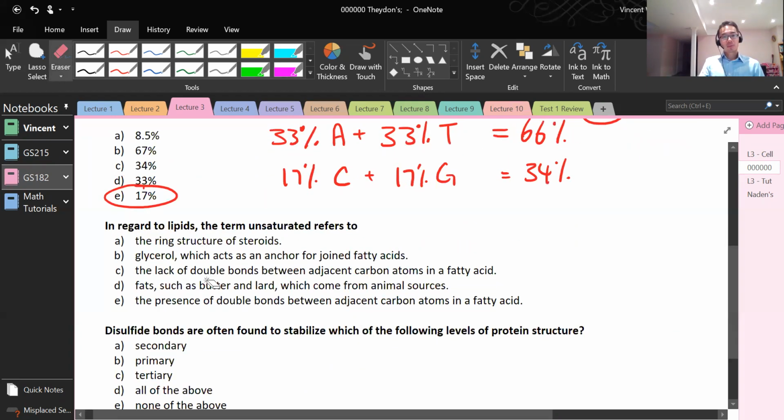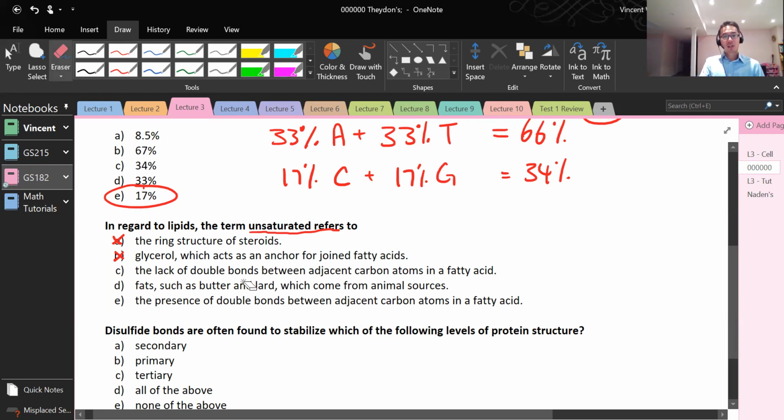This is another one that was poorly done. In regard to lipids, the term unsaturated refers to... Remember, unsaturated means there is a kink in the structure. There are double bonds. Is it talking about the rings in the steroid? No, it is not. Is it referring to the glycerol? No, glycerol is the same for saturated and unsaturated triglyceride. It's the fatty acid that differs.